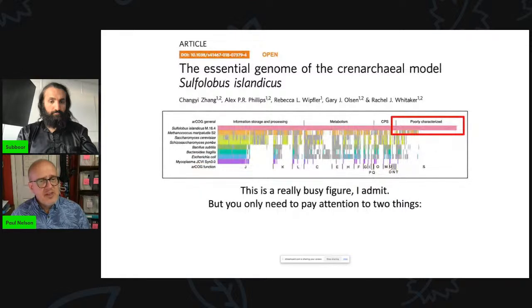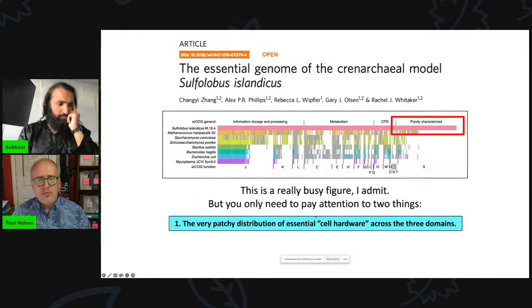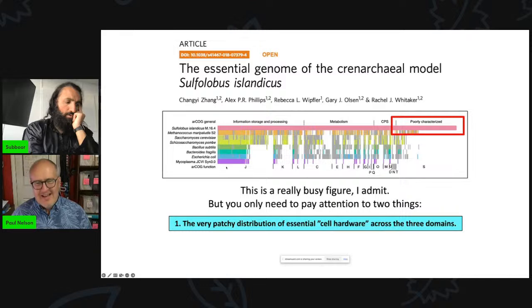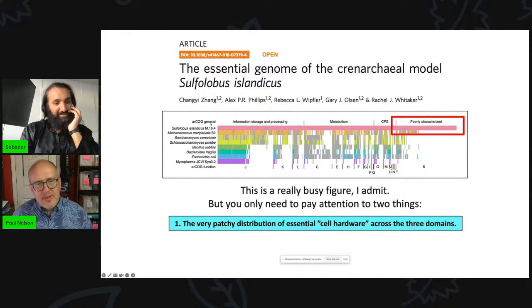Okay, it's a busy figure, but I called your attention to two important things. This very patchy distribution of essential cell hardware. Really, the place where it's most uniform is here. And I would bet, I don't know what I should bet. I don't have a great deal of money, so maybe I'll bet my personal library that these regions are ribosomal.